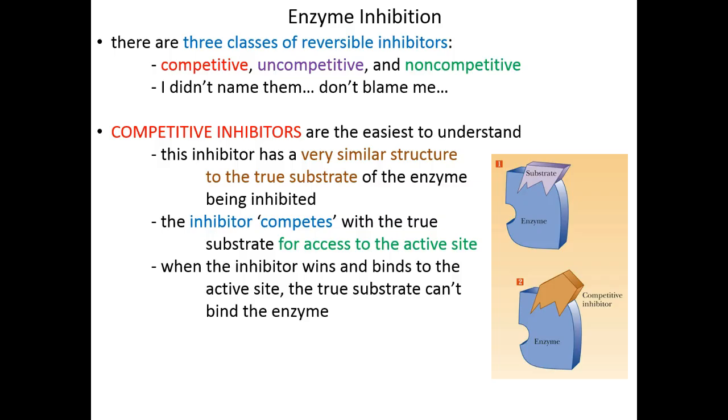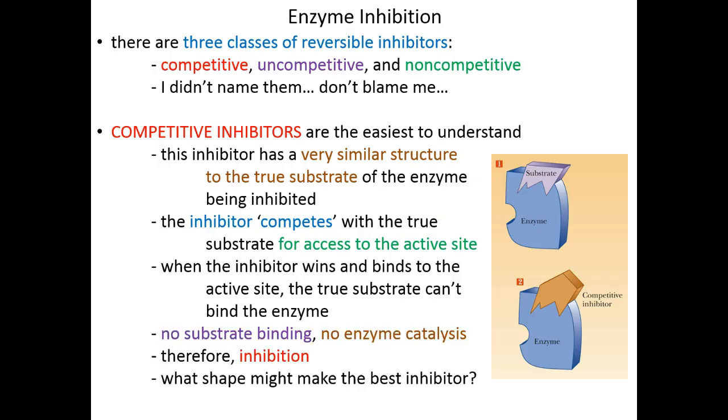So when the inhibitor wins this competition, and the inhibitor binds to the enzyme's active site, true substrate can't get there, and catalysis will not occur. That's how we get our inhibition. I want you to think for a moment, what shape or structure might an inhibitor have that makes it the most potent inhibitor imaginable?